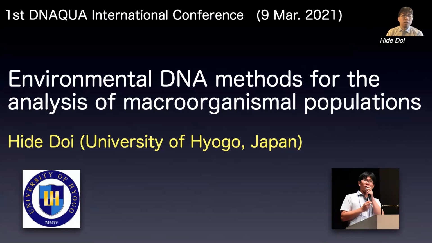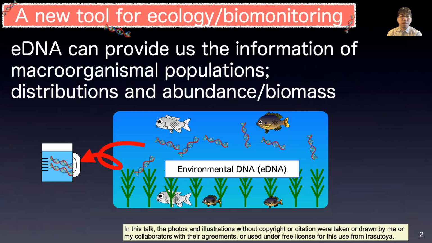Today I want to talk about eDNA methods for the analysis of macroorganismal populations. eDNA can provide us information on macroorganismal populations, for example, species distribution, abundance, and biomass. This is a new tool for ecology and biomonitoring.